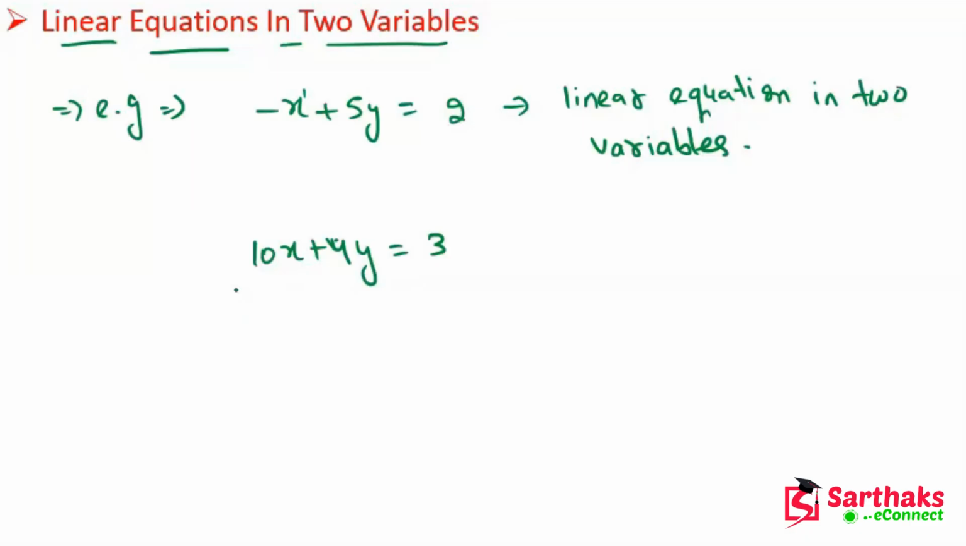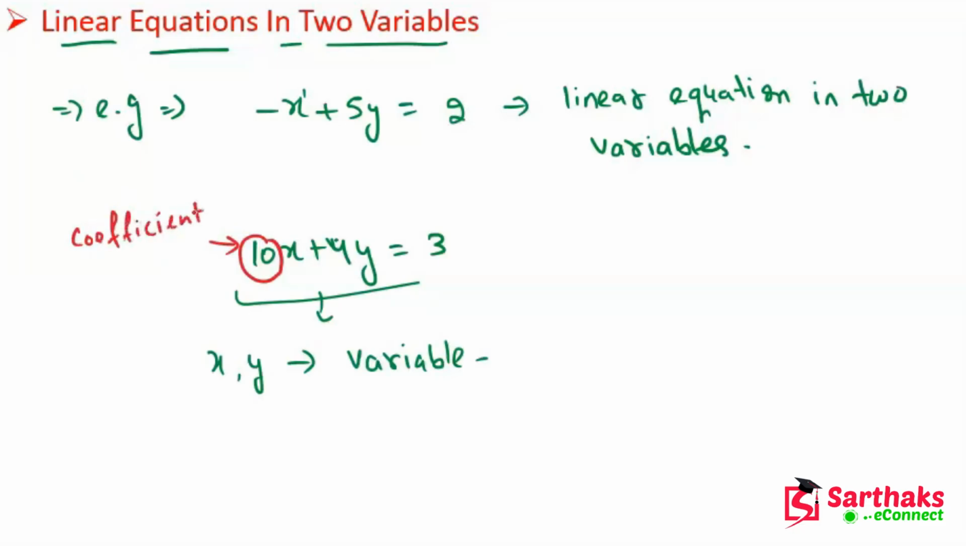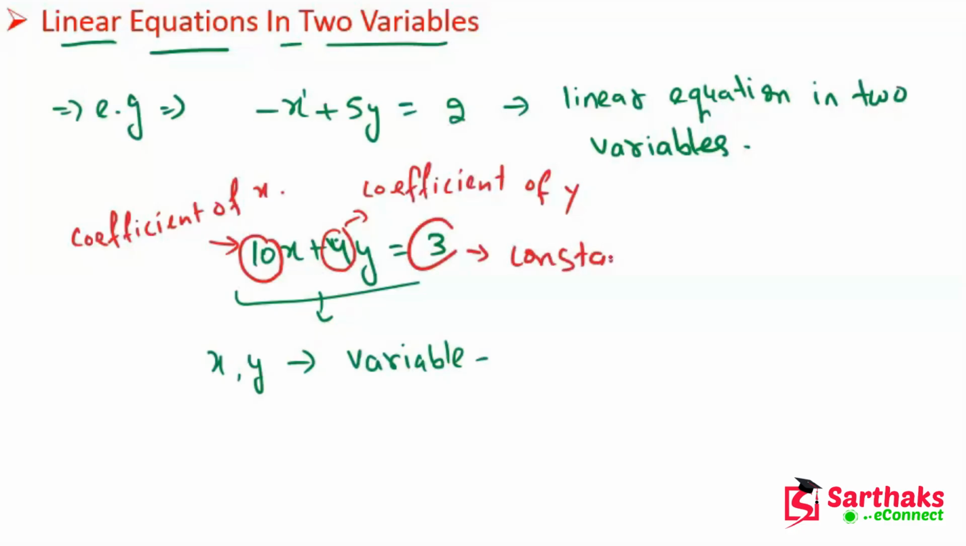In this, x and y are the variables, and we know that the coefficient of x is tan, because tan is associated with x. And if you talk about the 4, this is the coefficient of y, and here is the constant term. This is the constant term.